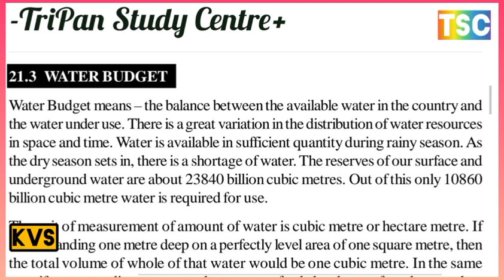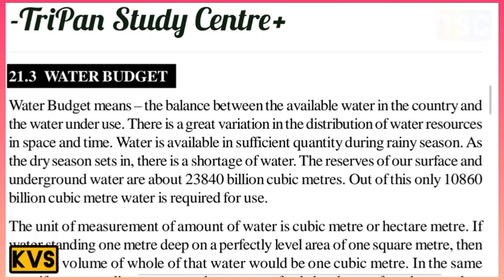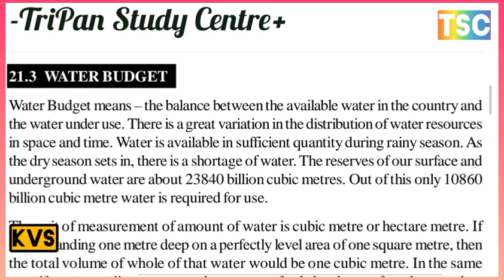There is a great variation in the distribution of water resources in space and time. Water is available in sufficient quantity during the rainy season, but as the dry season sets in, there is a shortage of water. The reserve of our surface and underground water is about 23,840 billion cubic meters. Out of this, only 10,860 billion cubic meters of water is required for us.